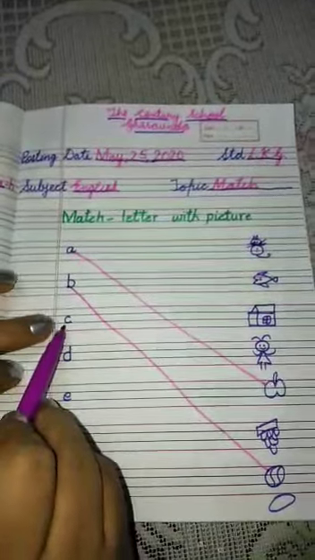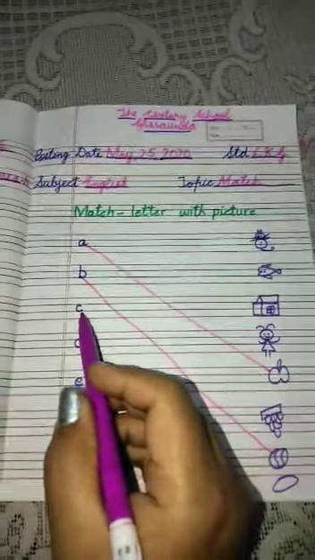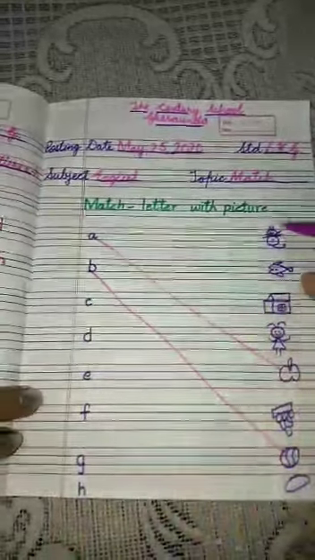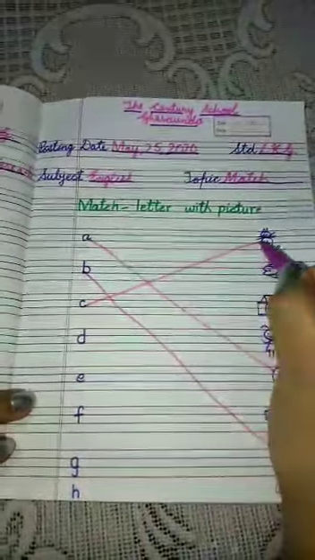Yes. This is C. C. A cat. Where is cat? Is it right? Yes. Put your pencil on C and match it with cat.